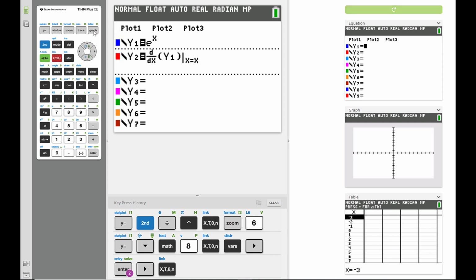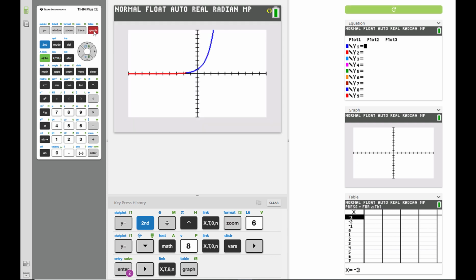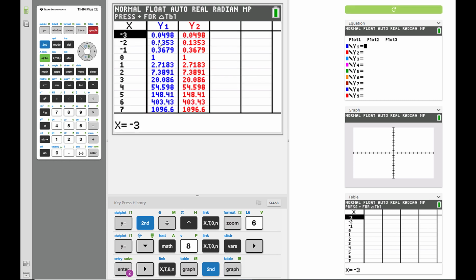Let's go ahead and press graph. If you notice, there is a function that seems to be traced right over our original function. If we go to second table, we're going to notice that the values here are exactly the same in both columns. There is nothing that seems to be different here. So what does this tell us? This tells us that the derivative of our function is going to be exactly the same as our original function. So the derivative of f of x equals e to the x is going to be f prime of x equals e to the x.